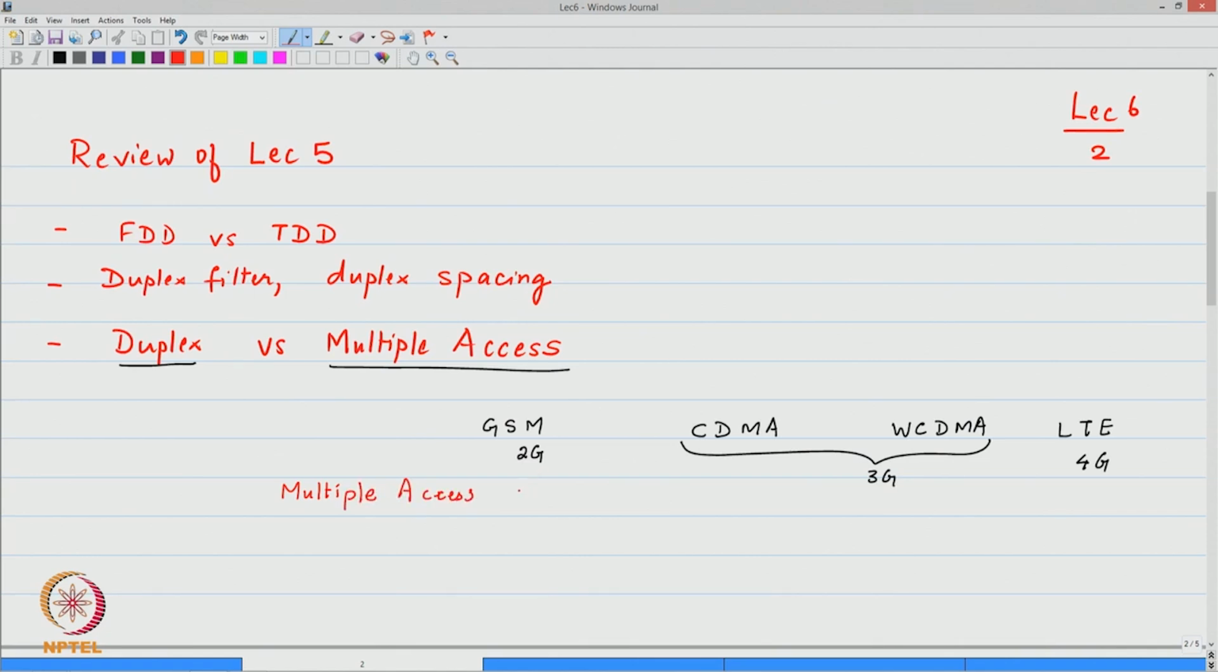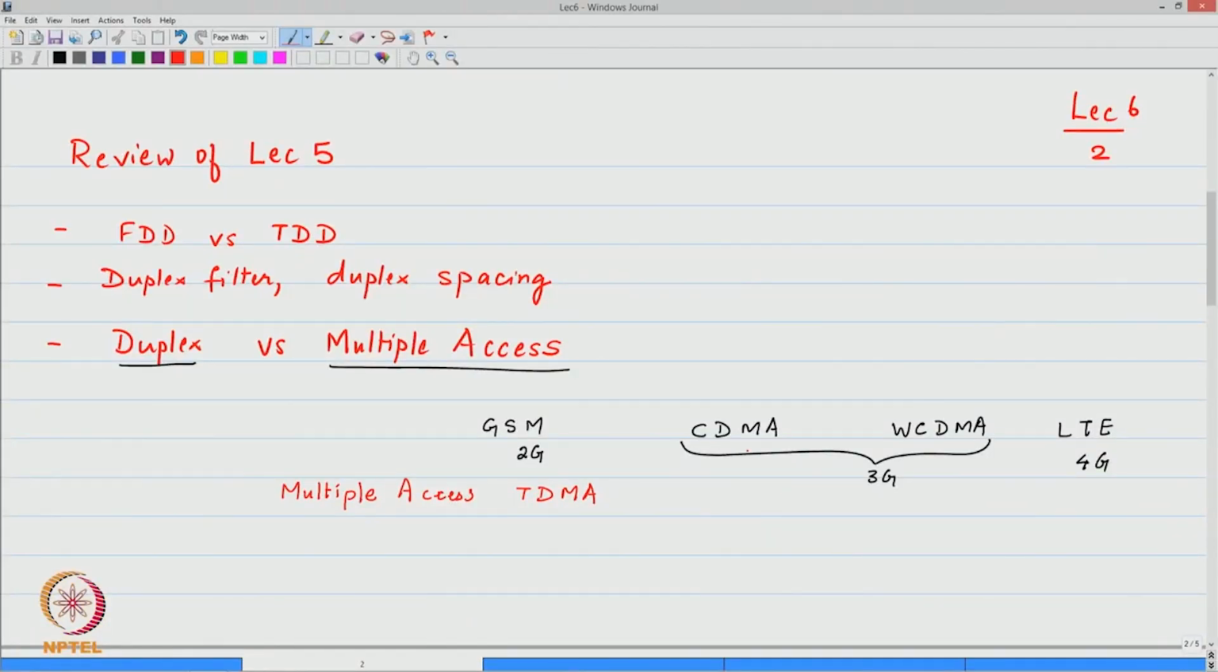And in GSM it is done through time division multiple access. Each of the users gets a time slot on which they do the transmission and reception, and therefore that is a time division multiple access system. Now the CDMA system, as the name suggests, uses code division multiple access for sharing the resources between different users, and the fourth generation, the LTE system, uses orthogonal frequency division multiplexing. So, three different multiple access methods in the second, third and in the fourth generation.